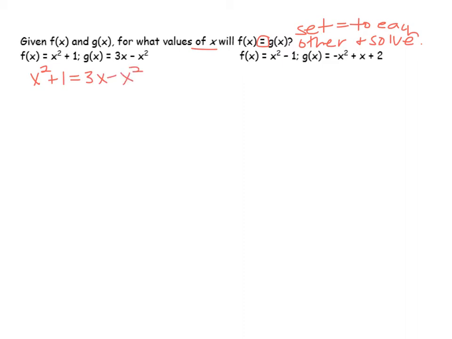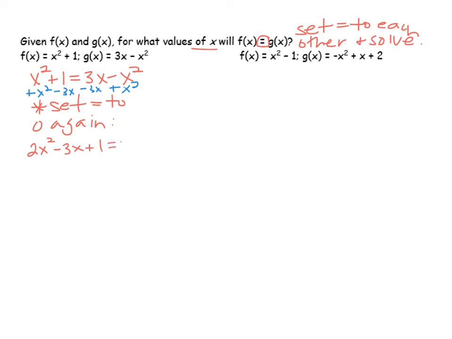Now, because we have a quadratic equation, we need to solve for x by getting everything on one side and setting it equal to 0, again, like we did up above. To do that, I'm going to add x squared to the left and subtract 3x. If I move everything over, we end up with 2x squared minus 3x plus 1 equals 0.